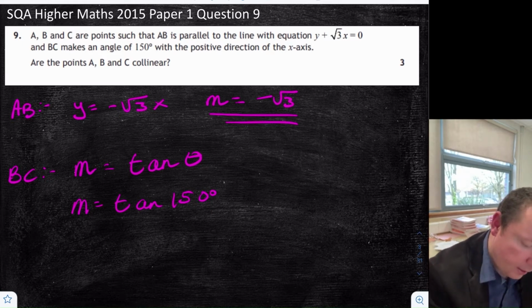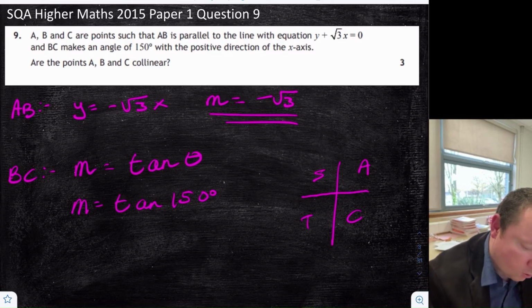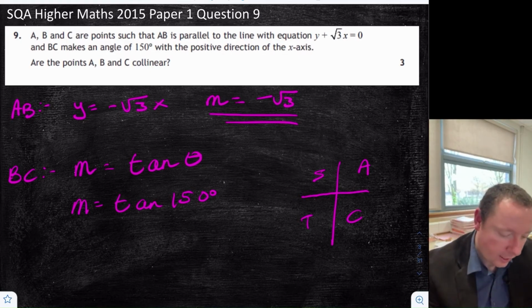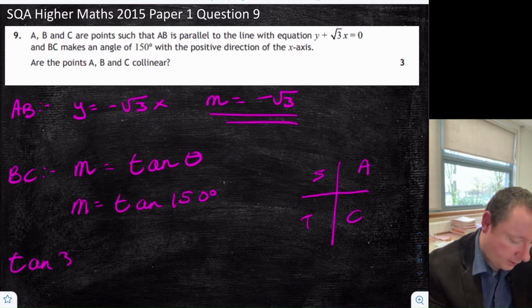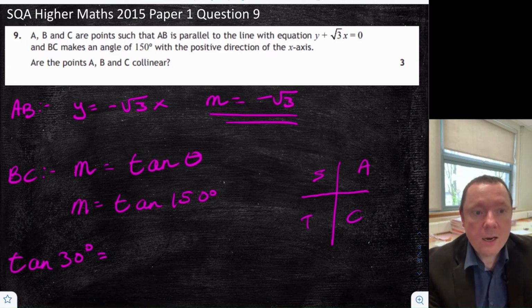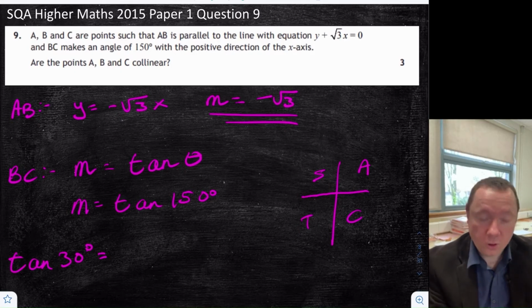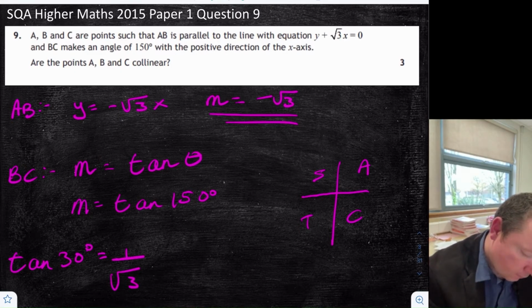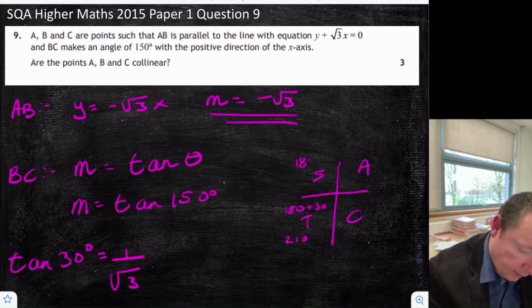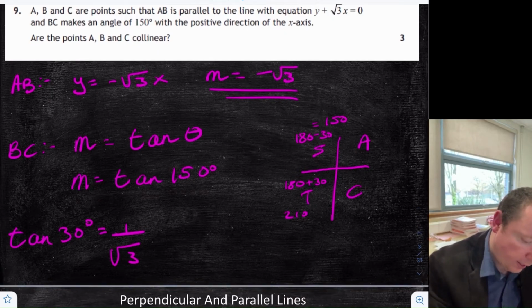Now, 150 is going to be an exact value. If you've got a CAST diagram, we can see it's related to 180 minus 150. So if I work out the tan of 30 degrees, it is 1 over root 3. But 30 degrees is positive here and here. So that's 180 plus 30, which is 210. And that's 180 minus 30, which is 150. Here, tan is negative, so the tan of 150 is minus 1 over root 3.